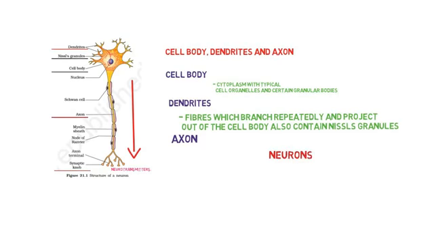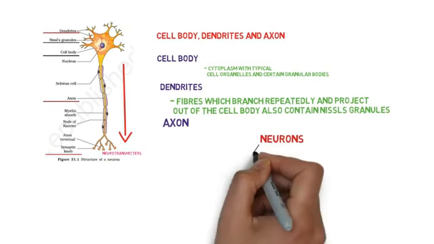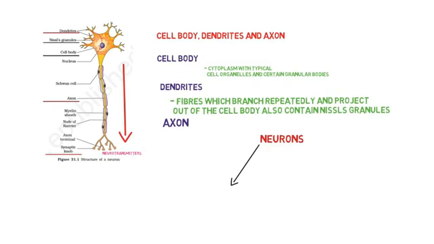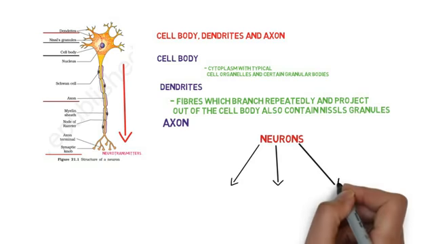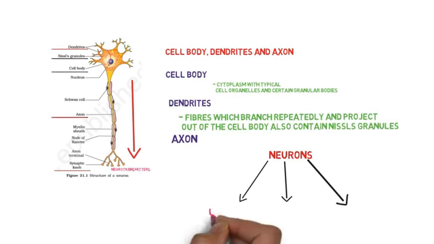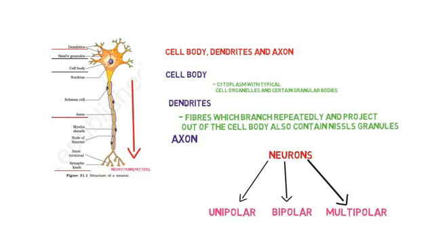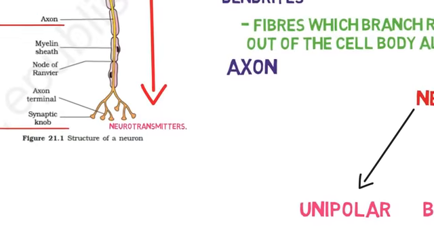Now we are talking about the types of neurons. There are three types of neurons based on the number of axons and dendrites. First, unipolar, which contains only a cell body with one axon and is found in the embryonic stage. Second, bipolar neuron, which contains one axon and one dendrite, and is generally found in the retina of the eye. Third, multipolar, which contains one axon and two or more dendrites, and is found in the cerebral cortex.